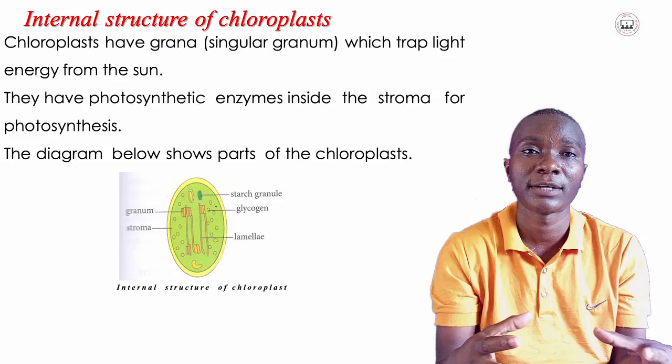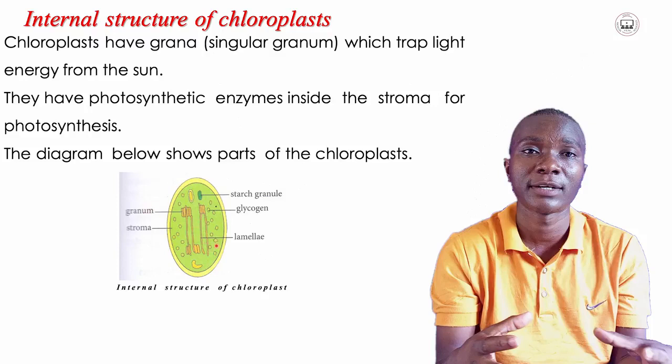So let's see the internal structure of the chloroplast. Chloroplasts have grana, if you can see in this diagram. Grana, singular is granum, trap light energy from the sun. So the function of the grana is to trap sunlight energy from the sun. You understand that sunlight is necessary for photosynthesis. These chloroplasts have photosynthetic enzymes inside the stroma, which help to carry out the process of what?